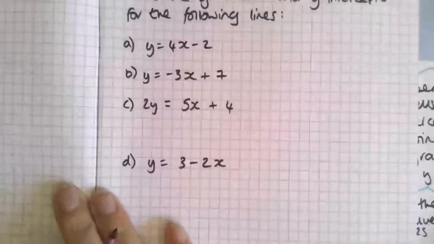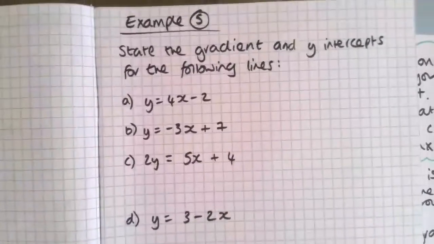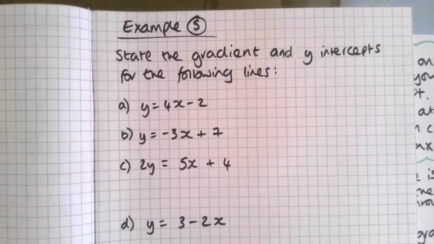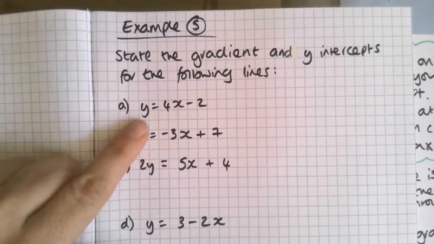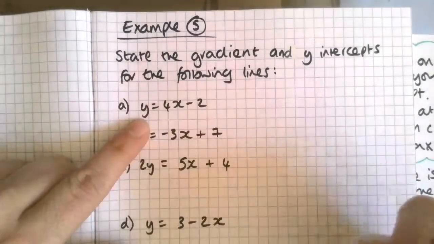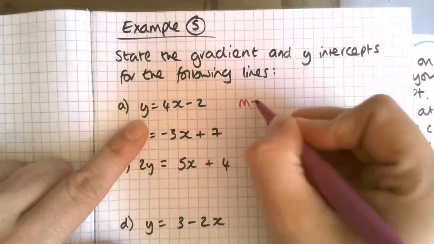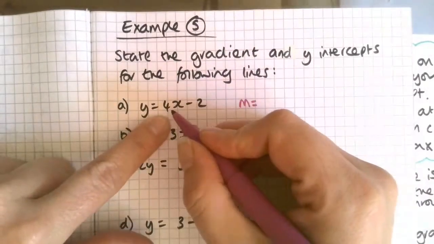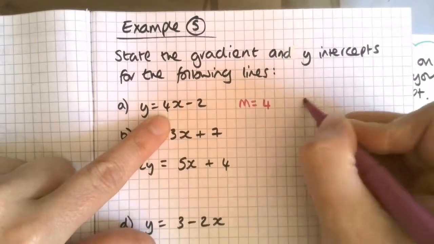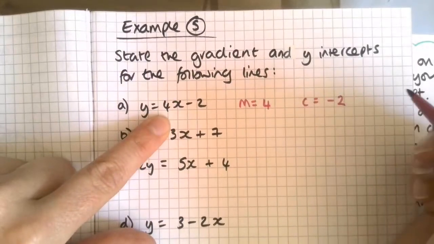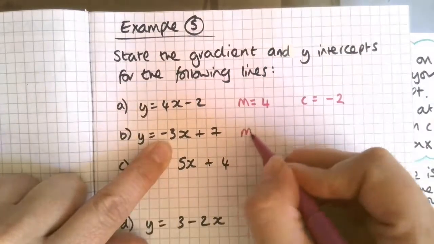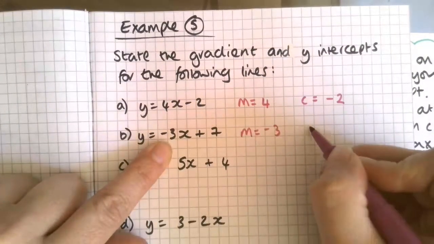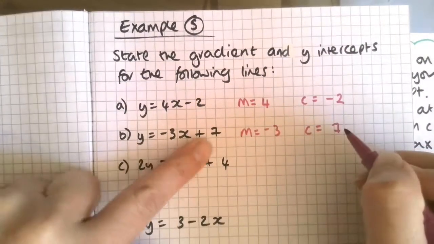Example 5. State the gradient and y-intercepts of these lines here. So y equals 4x minus 2. The gradient, m, is the number in front of the x, so it's 4. And the y-intercept is minus 2. For this one, the gradient is minus 3. And the y-intercept is 7.